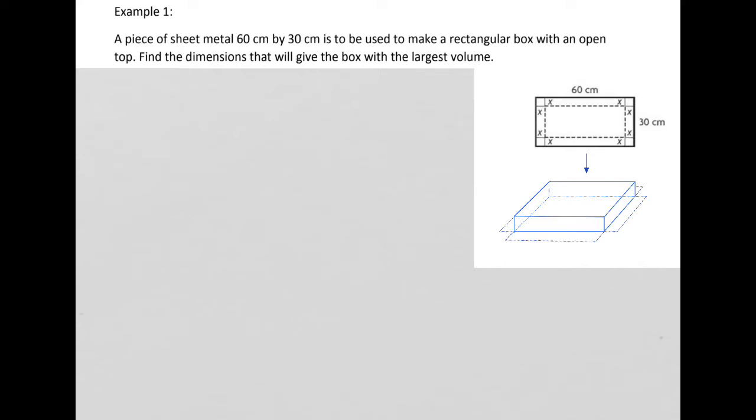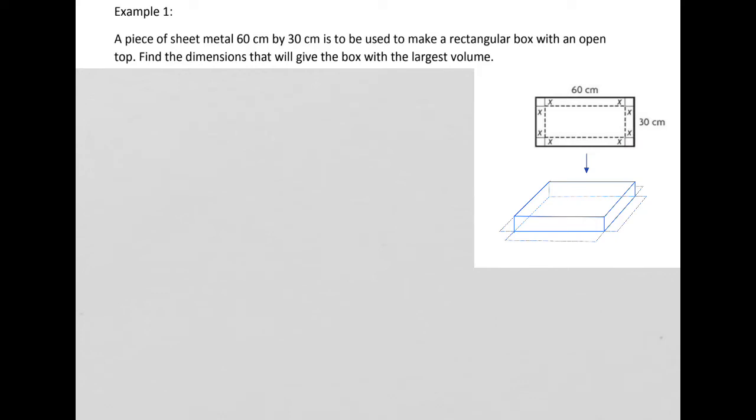Step 1, we need to do a diagram. So first, we draw a rectangle and label this 60 centimeters by 30 centimeters. Second, because we need to make an open top box, that means we have to cut out the 4 corners in order to fold them to become a box. So the 4 corners that we have to cut out must be squares. And third, let's label the side length of the 4 corners to be x.